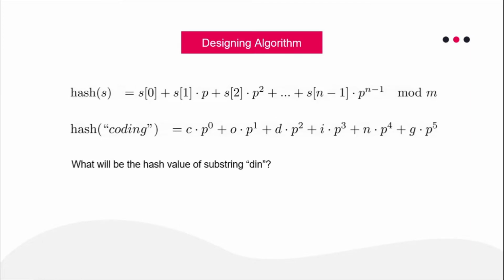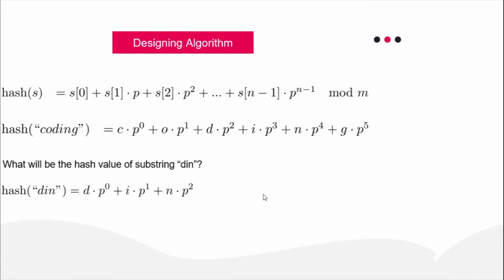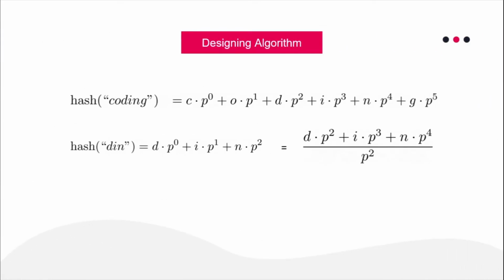If I try to evaluate the hash value of the substring din, the hash value of din using polynomial rolling hash would be d times p raised to power 0 plus i times p raised to power 1 plus n times p raised to power 2, of course, modulo m, right? Can you find the relation between the contribution of din, which is this, and the hash value of din? Can you find a relation between these two?